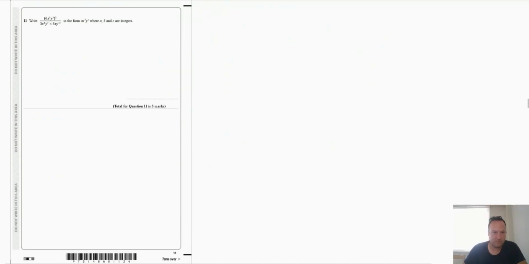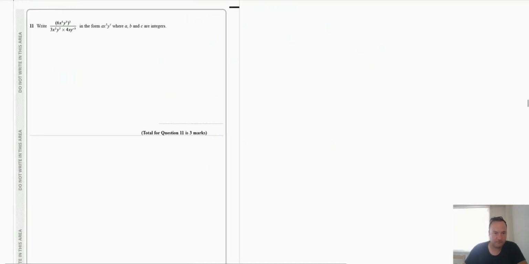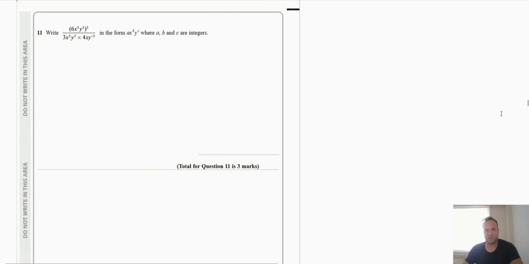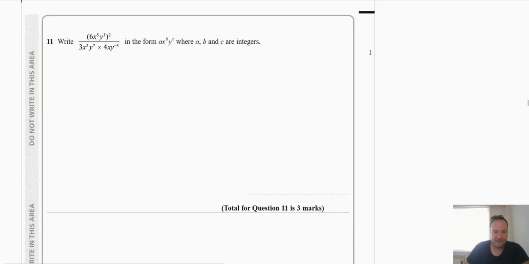Question number 11. So now we've got a question to do with simplifying an expression. Write (6x^5 y^3)^2 over 3x^2 y^7 times 3xy^-3 in the form of ax^b y^c, where a, b, and c are integers. So the best way to actually get started with this, guys, is to actually simplify the top and the bottom.